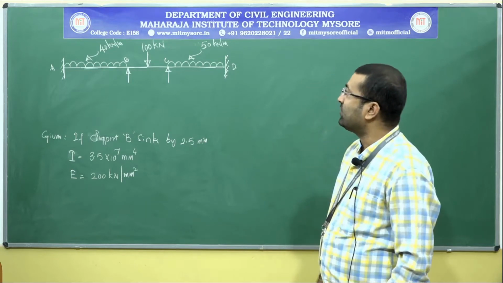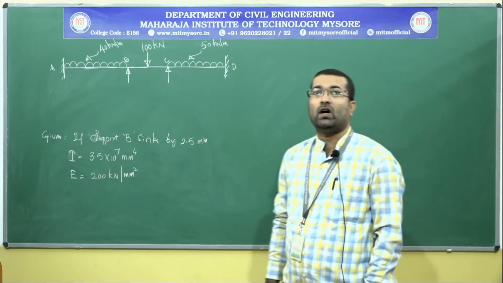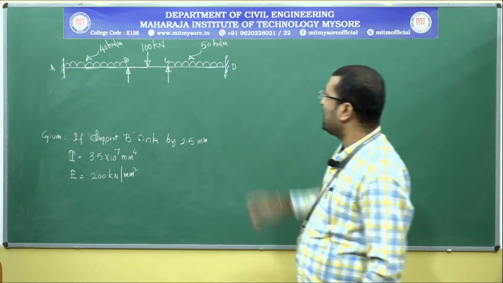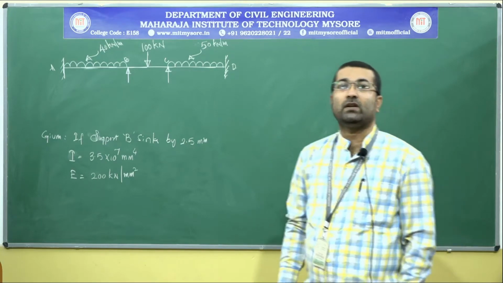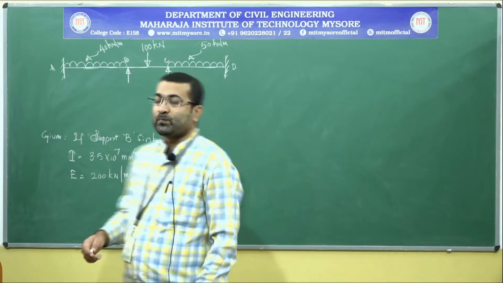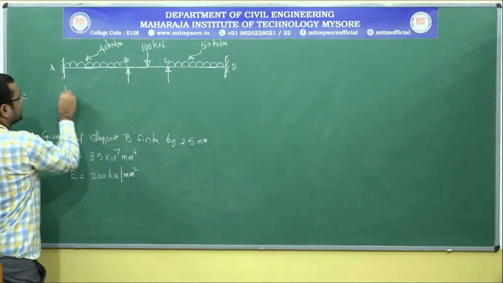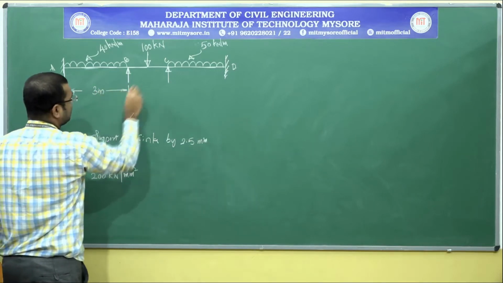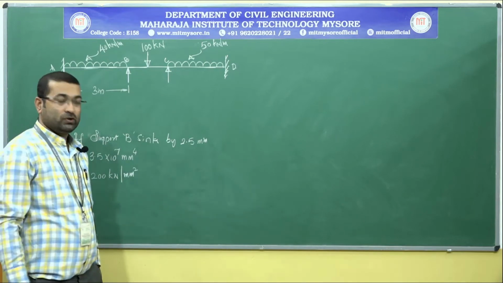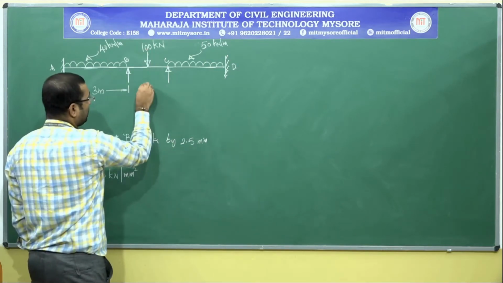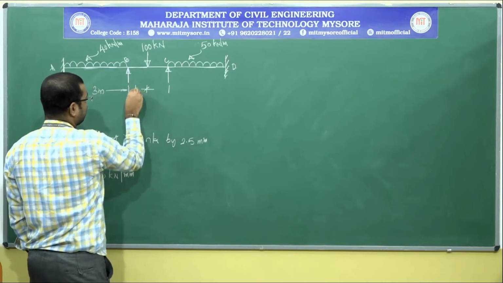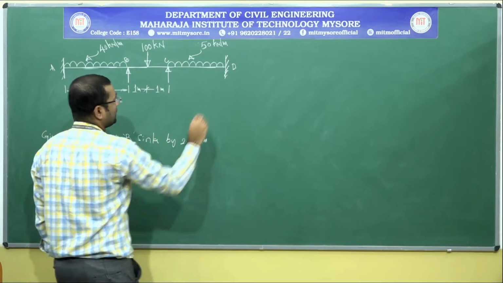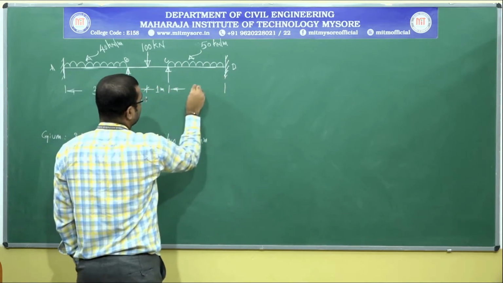a UDL of 40 kilonewton per meter, and on span BC we have a concentrated load, and on span CD we have a 50 kilonewton UDL. Now the span AB is a 3 meter span. The span BC totally it is a 2 meter span where this load is acting exactly at the center, that is 1 meter from B and 1 meter from C, and the span CD is also a 3 meter.